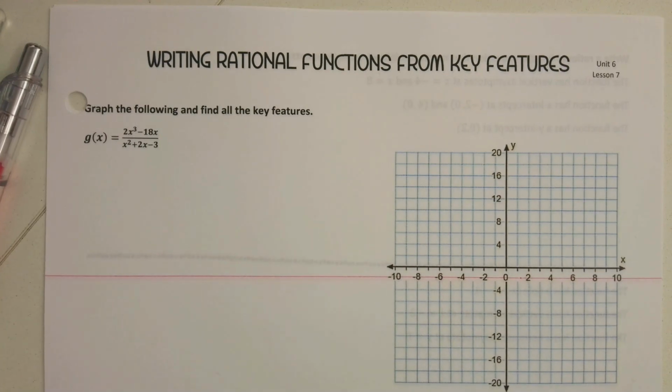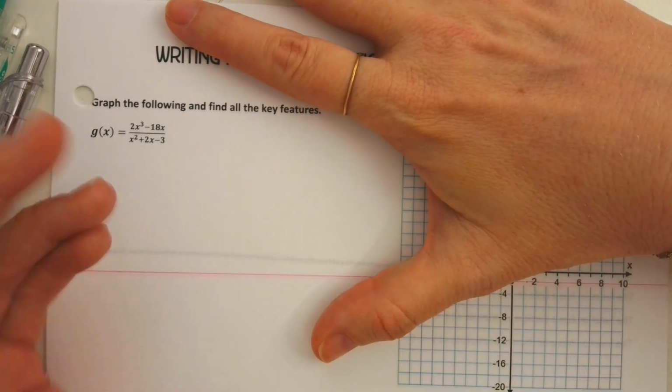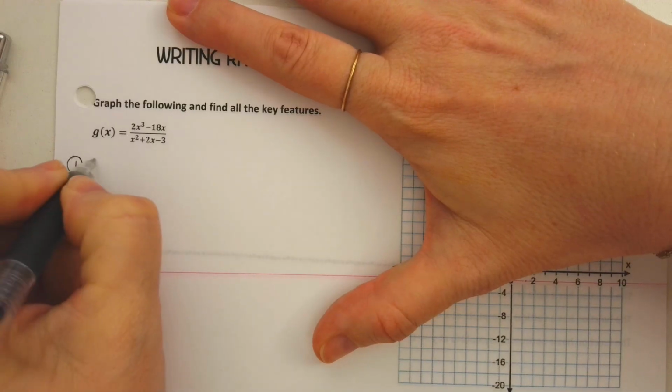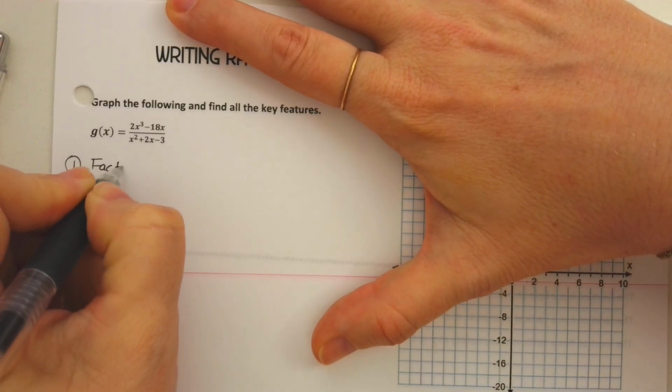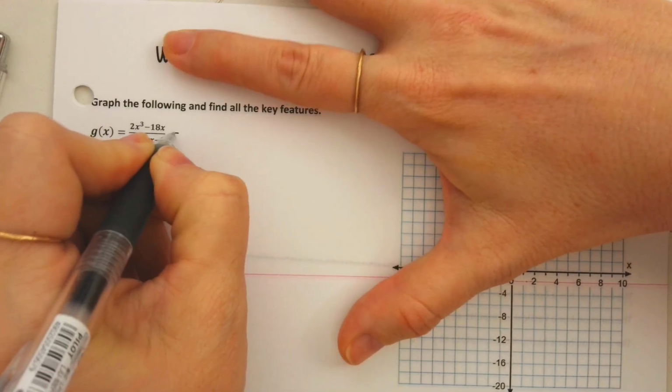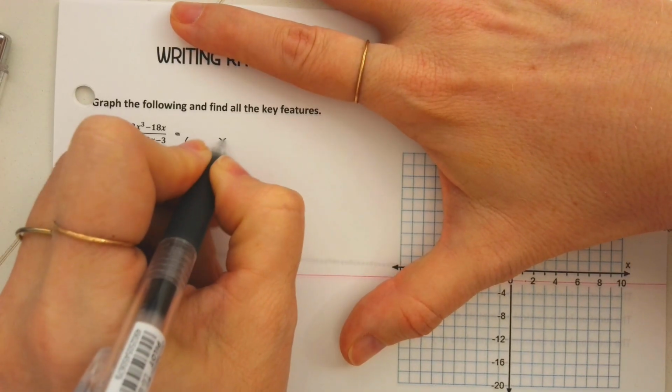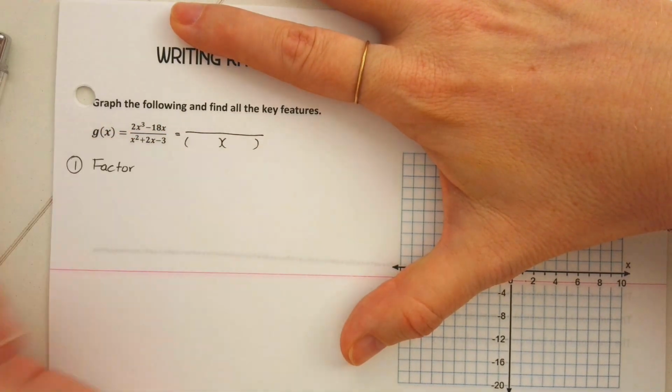Graph the following, find all the key features. So the same key features that we've been doing. What should we start by doing? Factors. Get the top and bottom factored. Bottom is definitely easy factoring. What are my two easy factors on the bottom?